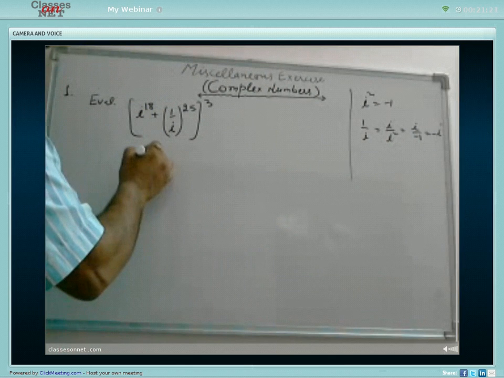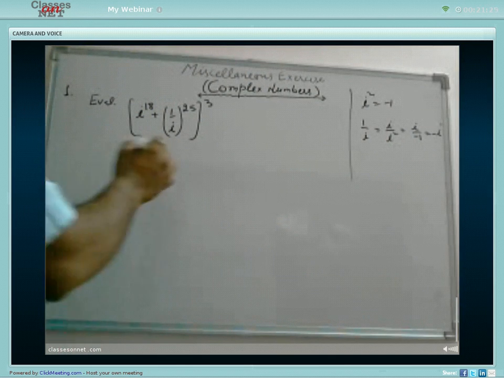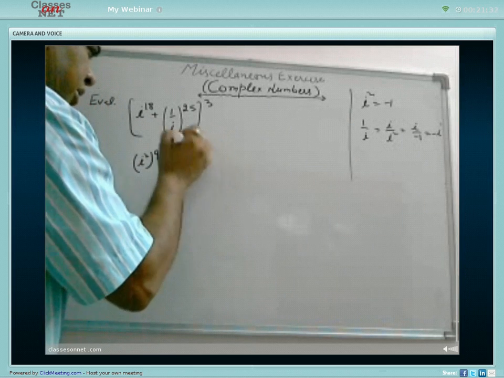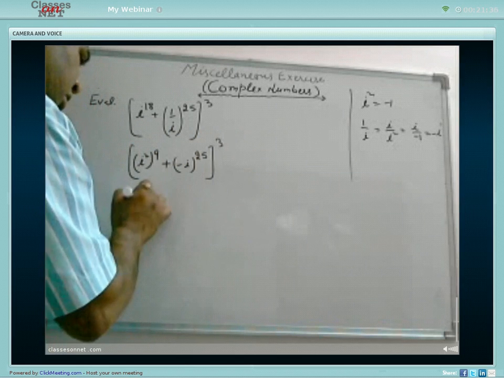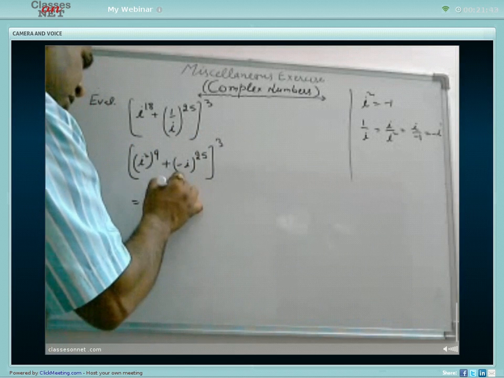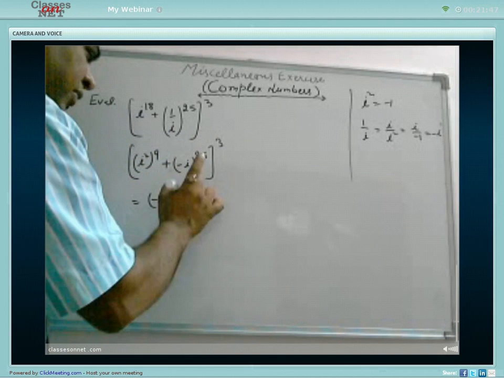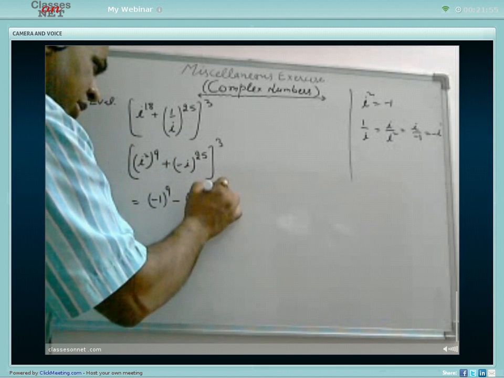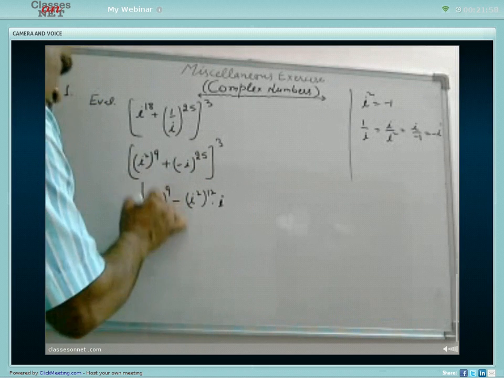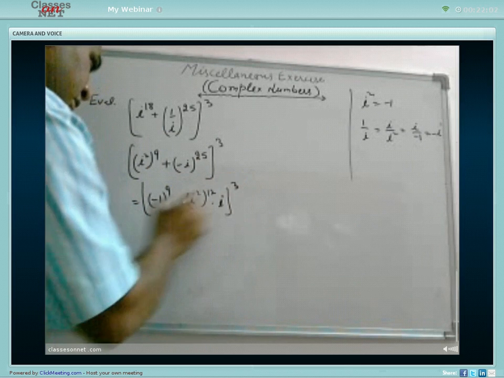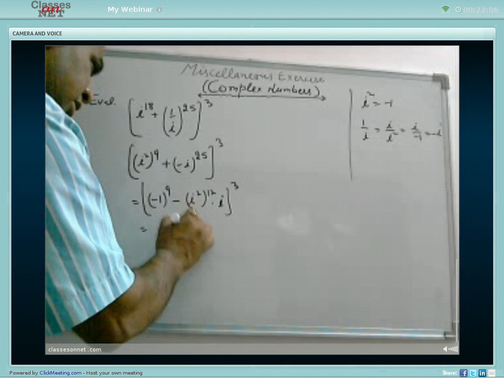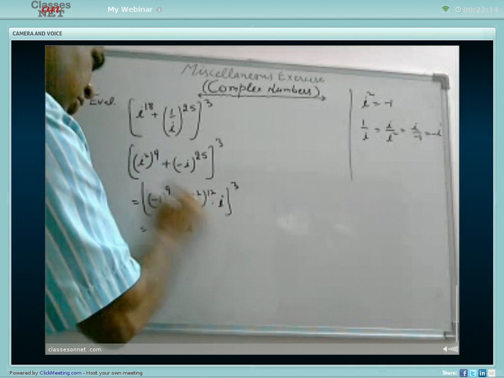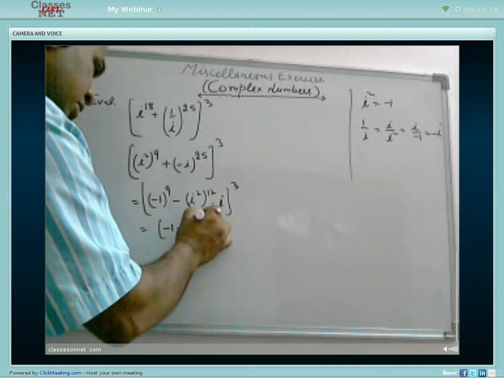So in this question, iota to the power 18 means iota square to the power 9, plus, similarly 1 by iota means minus iota, to the power 25, now whole to the power 3. But iota square is -1, that gives you -1 to the power 9. Again, minus to the power 25 will be negative only. That gives you iota to the power 25, which can be written iota square to the power 12 into iota, whole to the power 3. Again, -1 to the odd power is -1. This minus as it is. Iota square is again -1 to the power even, that is plus, into iota, whole to the power 3.